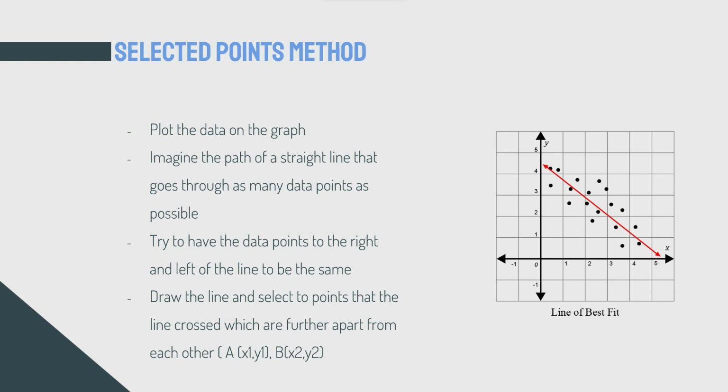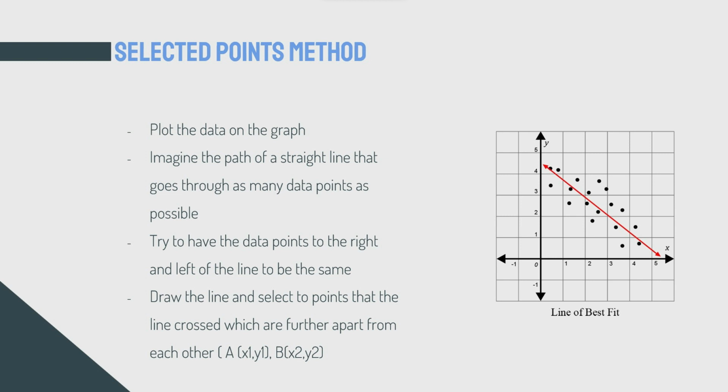You select the points that the line crosses. There are two, I would say, guiding points for the line: the starting point and the ending point. What does that mean? So we follow what the procedure is telling us.